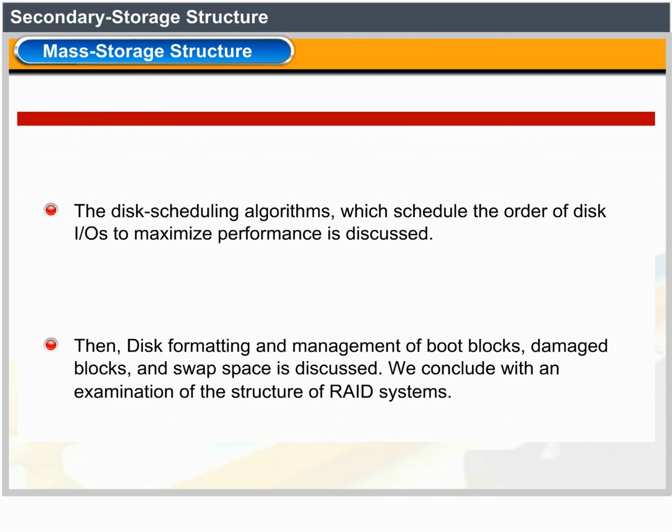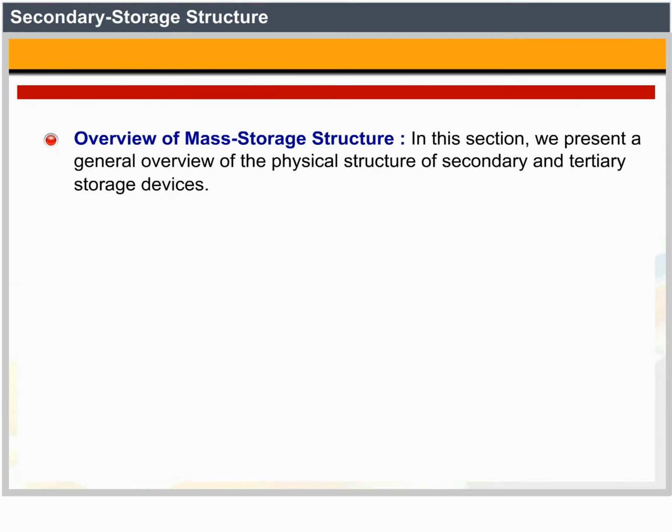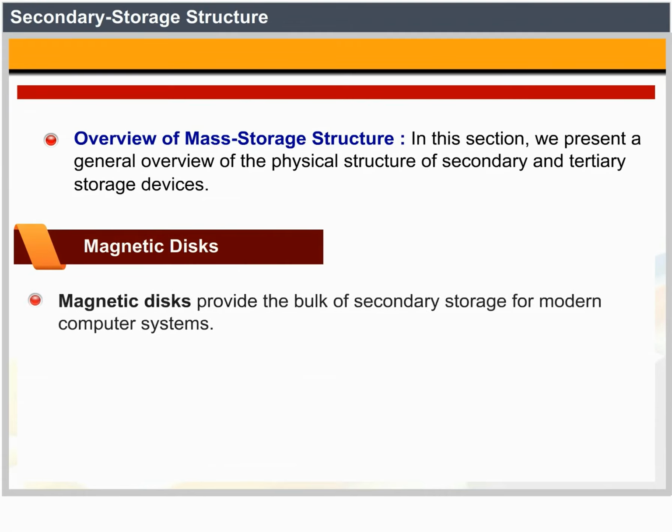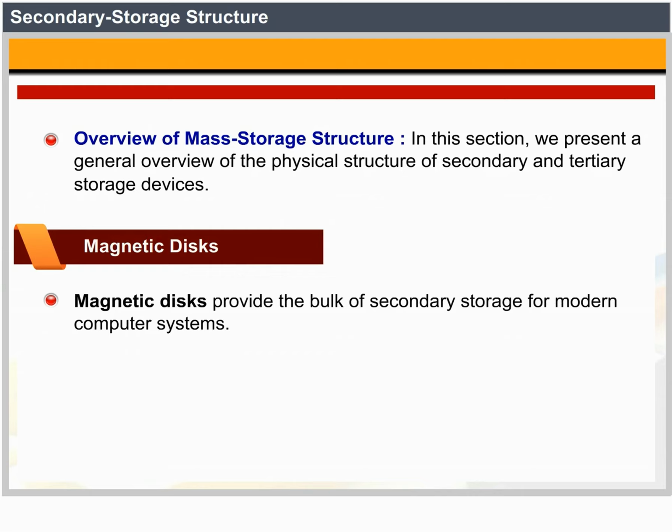Overview of mass storage structure. In this section, we present a general overview of the physical structure of secondary and tertiary storage devices. Magnetic disks. Magnetic disks provide the bulk of secondary storage for modern computer systems. Conceptually, disks are relatively simple. Figure below shows a moving-head disk mechanism.